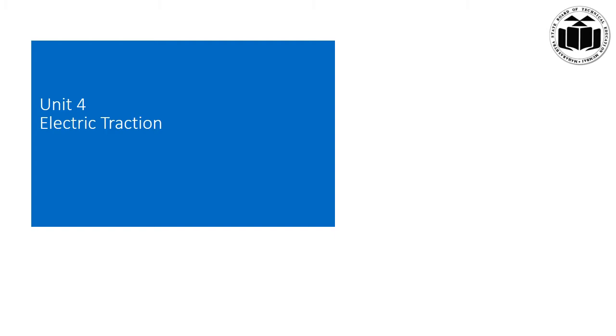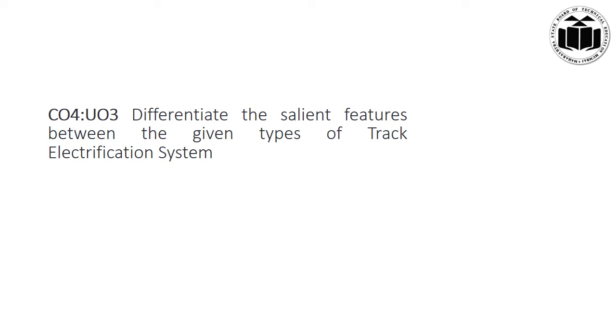This presentation will help students in achieving one of the course outcomes of the said course, that is course outcome number 4, Electric Traction. The unit outcome of this presentation is, after learning this UO, student will be able to differentiate the salient features between the given types of track electrification system.